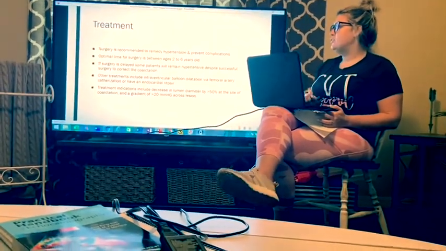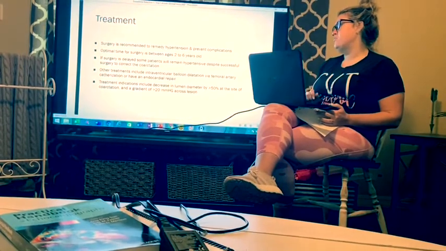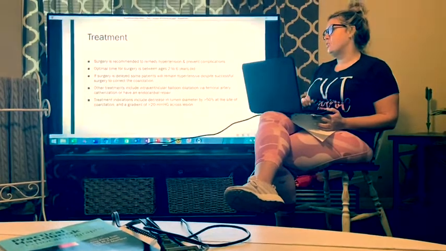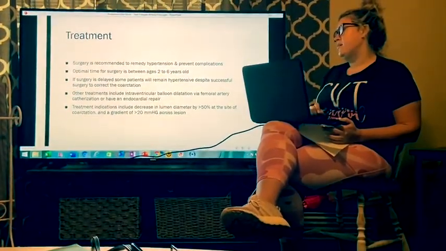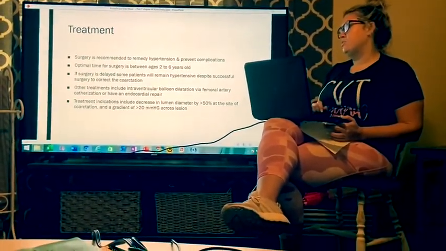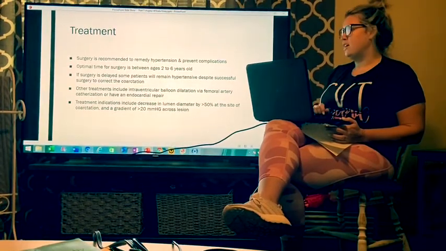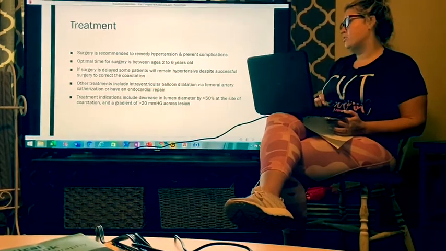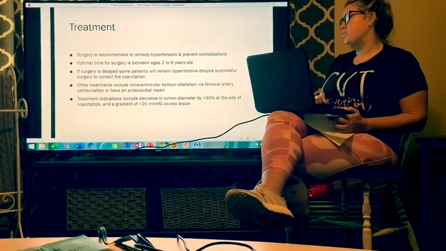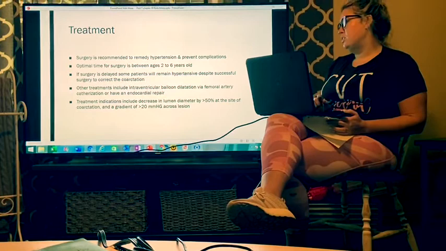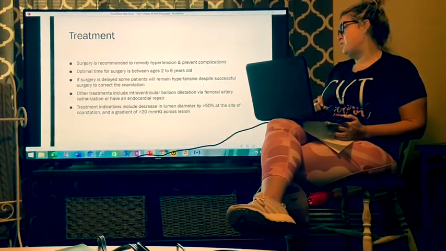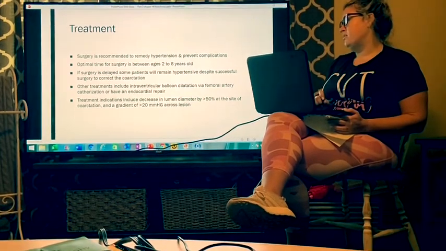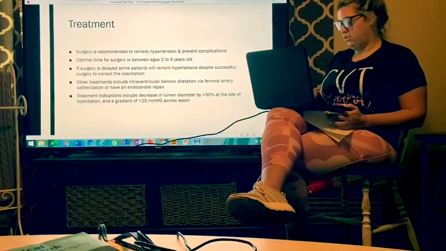The treatment: surgery is recommended to remedy hypertension and prevent complications. The optimal time for surgery is between ages 2 and 6 years old. If the surgery is delayed, some patients will remain hypertensive despite successful surgery to correct the coarctation. Other treatments include balloon dilation via femoral artery catheterization, or an endovascular repair. Treatment indications include a decrease in lumen diameter by 50% at the site of coarctation and a gradient of more than 20 millimeters of mercury across the lesion.